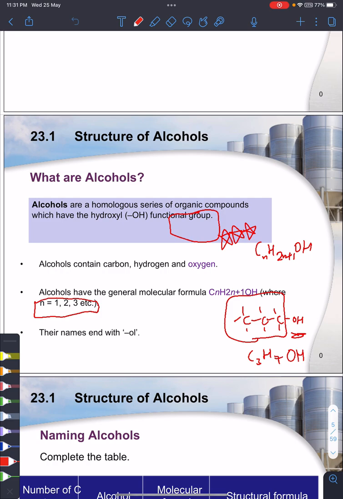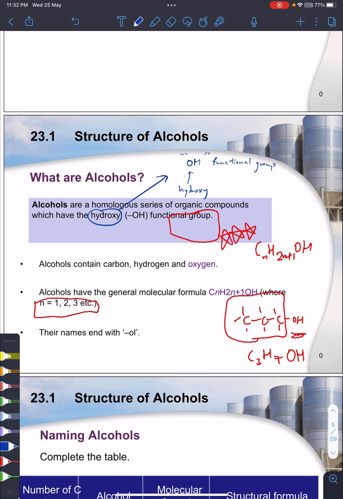So alcohols basically must have the OH functional group. Do take note, here we have your OH functional group. The name is called hydroxy. So sometimes they will ask you, name the functional groups present.